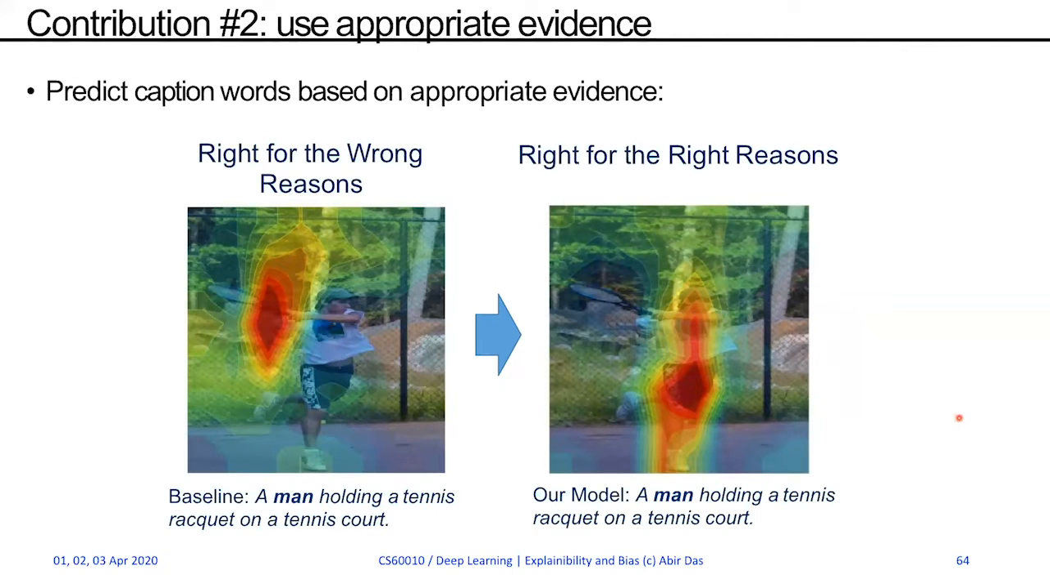Okay, so now this paper actually uses some techniques to base the right gender word, I mean, predict the gender word based on the right or appropriate evidence. So if you apply the proposed approach and then use an explanation model on the predicted gender word, you will see that for the same image, where traditional methods gave the predicted gender word man based on this racket, here it is actually basing it on the person. So let us see how that is achieved in this paper.